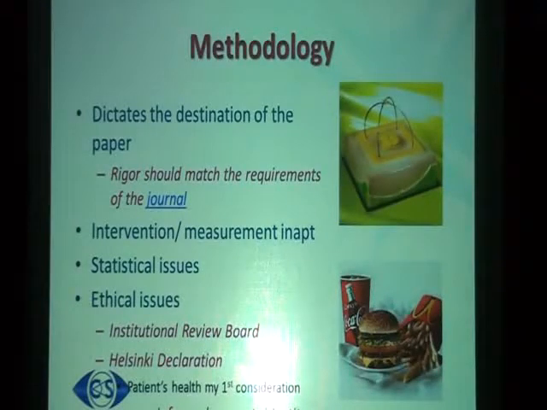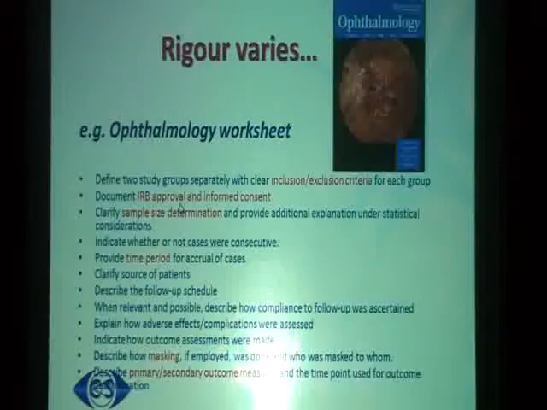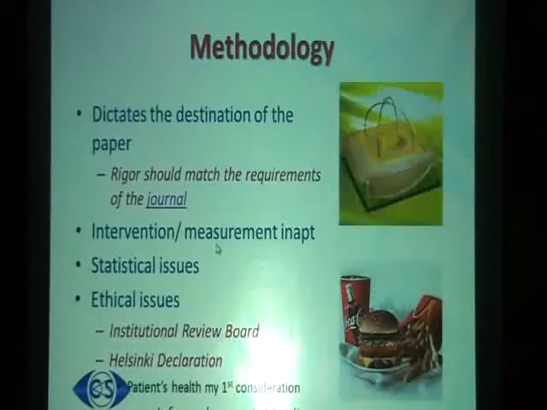Now, methodology is the thing which dictates the actual destination of a paper. The top-ranked journals have the most rigorous requirements for methodology, as you can see from the worksheet of Ophthalmology journal. It's so detailed that it's impossible to write a substandard paper. You need not submit for that.